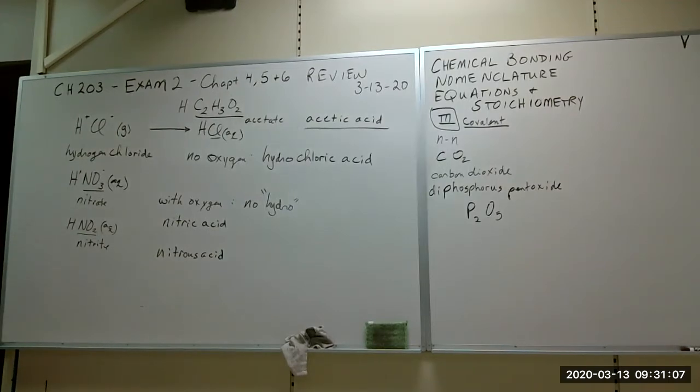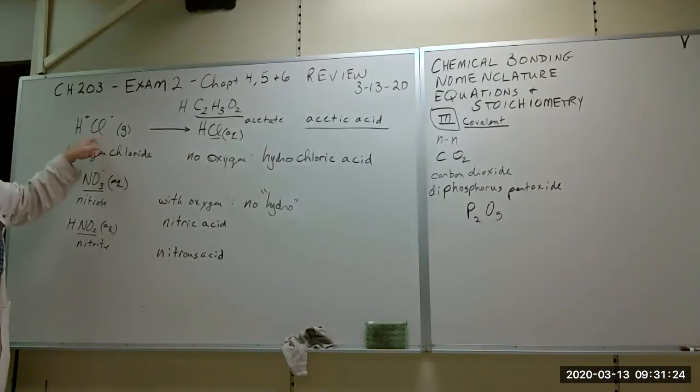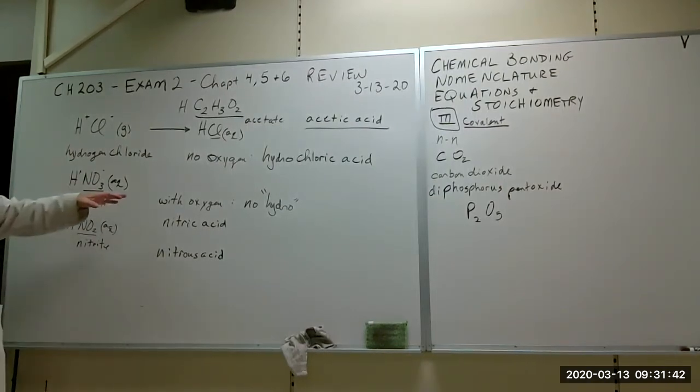Okay. So the first thing you look for is the hydrogen. Be sure that when you put it in water, you've got some protons floating around. Then you look for oxygen. If there's no oxygen, start with hydro, and then you take the anion and convert it to hydrochloric or hydrofluoric or hydrobromic, whatever the case may be. If there is oxygen, then you look for the name of the polyatomic. "Ate" becomes "ic" with no hydro, and "ite" becomes "ous."